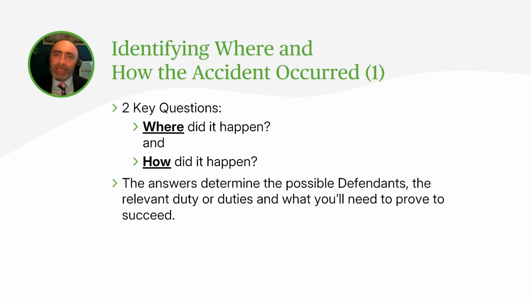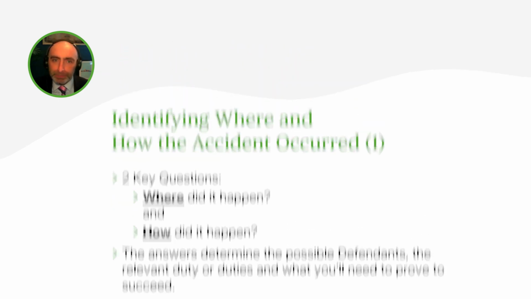So, the first thing that you're going to need to do when you are faced with a new case, which is either a slip or a trip, is to ask yourself two questions. And those two questions need to be, where did it happen and how did it happen? The answers to those two questions are going to determine the potential defendants in the case, the duty that they owe to you, any defences that might be available to them, and what you're going to need to prove in order to successfully establish liability in the case and recover damages for your client.